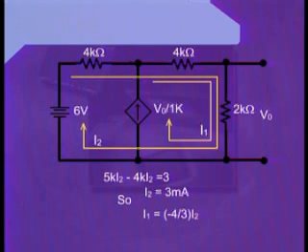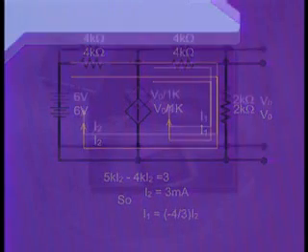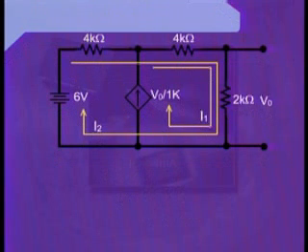Now, putting the value of this I2 into one of the equation, we can work out the value of I1. Therefore, we can write I1 is equal to minus 4 divided by 3 into I2, and putting that value, we can have I1 is equal to minus 4 milliamperes.